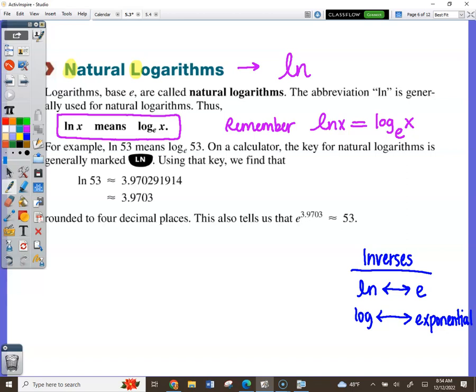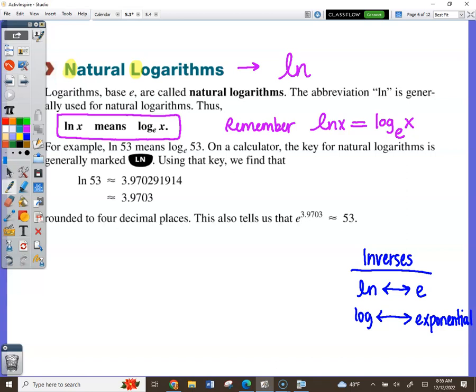ln and e are inverses. Log and exponentials are inverses. Now, sometimes log and e will be in the same portion, and that's right here. Look at this: ln of x. I can change ln to log base e because they're one and the same. They mean the same thing. It's not that they're inverses, it means they're equivalent. Right here, ln of x means log base e of x.